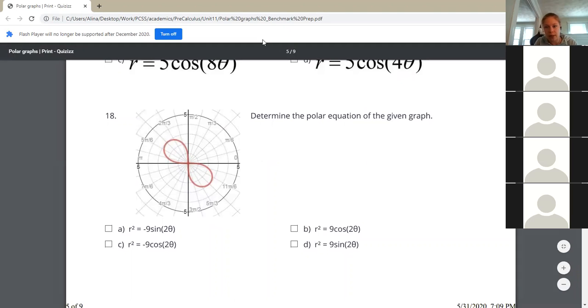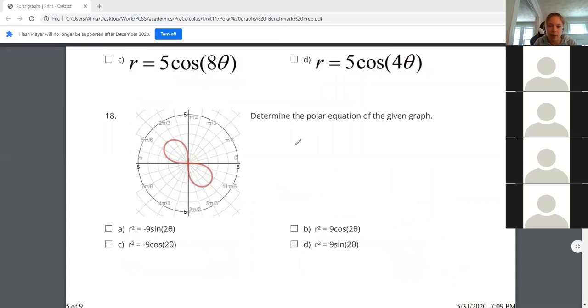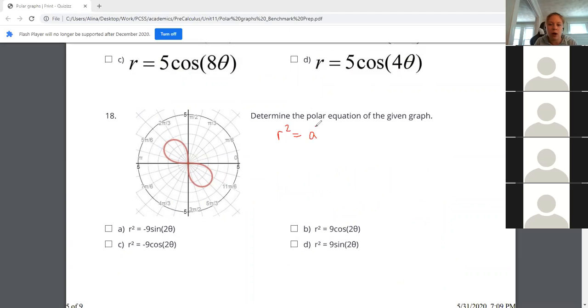Lemniscate, number 18. It's a lemniscate, and hopefully you already put this on your cheat sheet, or maybe you did not. If we're talking about r squared equals a squared cosine of 2 theta, your lemniscate looks like infinity. If it's r squared equals a squared sine of 2 theta, it is also infinity, but inclined. The angle is 45 degrees.